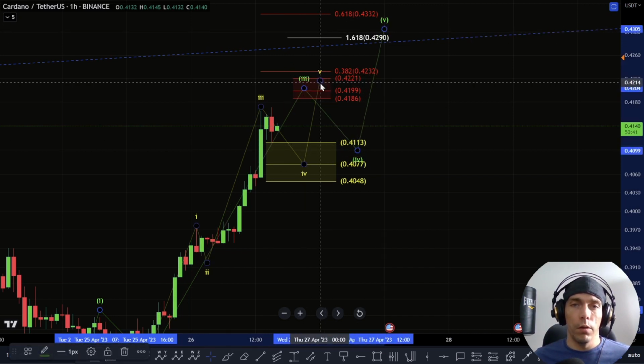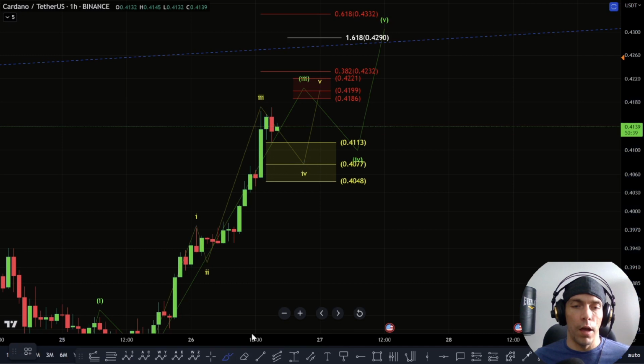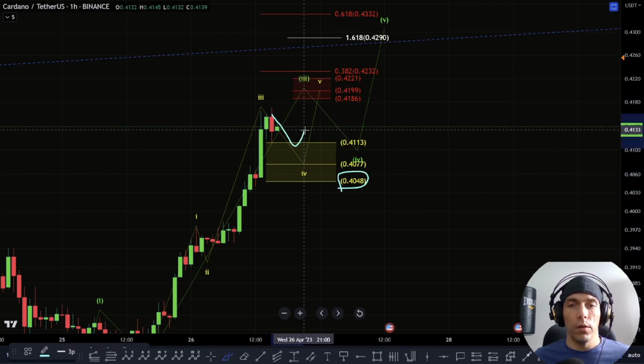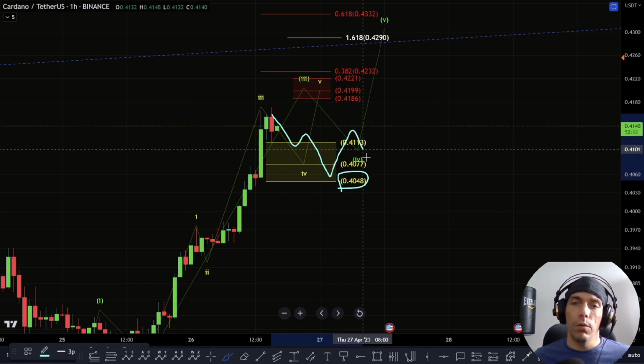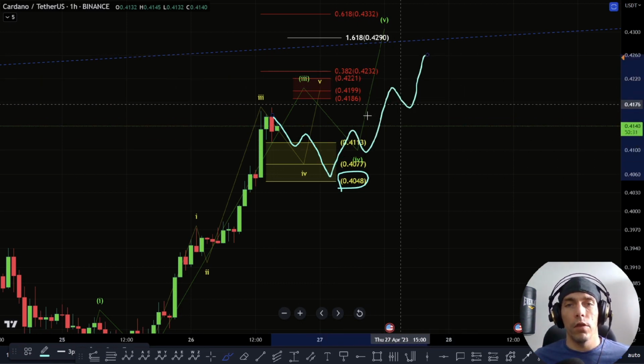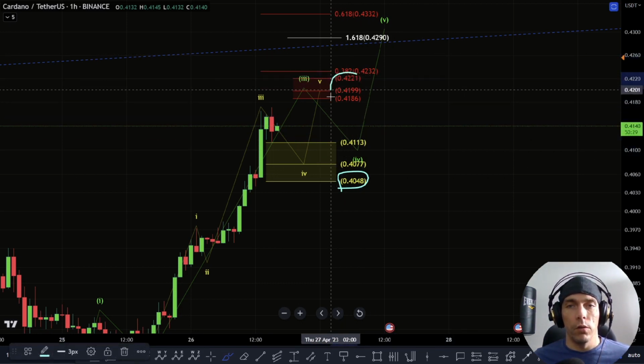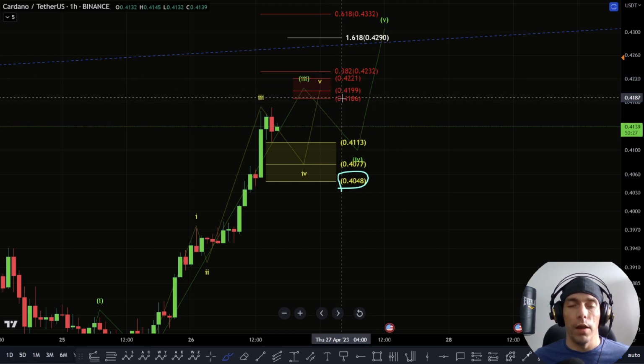So I want to see if we get a move down into this higher support zone, this 40.48 region. If we hold this higher range here, potentially what we could see is a five-wave structure to the upside, looking for this 42.21 to this 41.86.